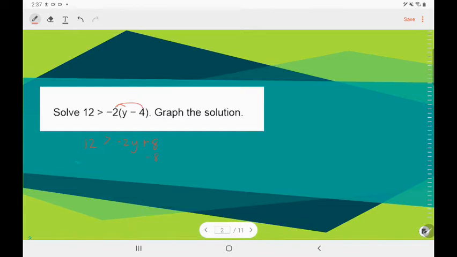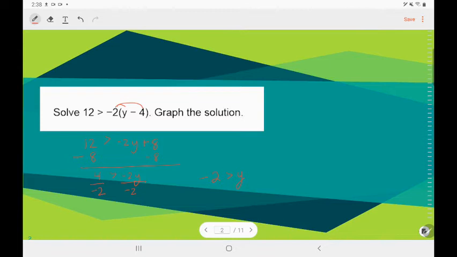I'm going to subtract 8 from both sides. 12 minus 8 is 4. 4 is greater than negative 2y, and I'm going to finish by dividing both sides by negative 2. 4 divided by negative 2 is negative 2, so negative 2 is greater than y.